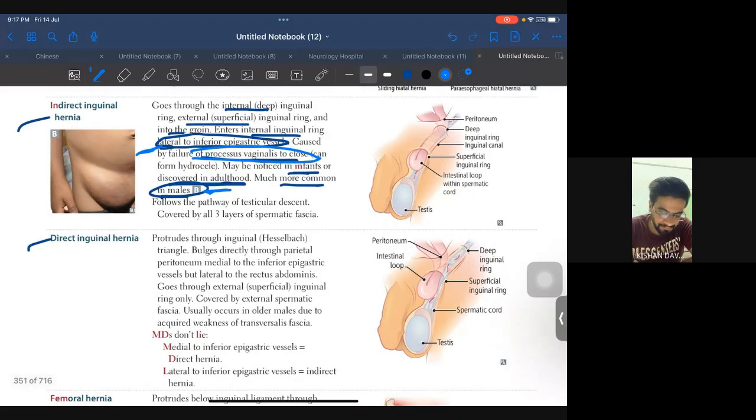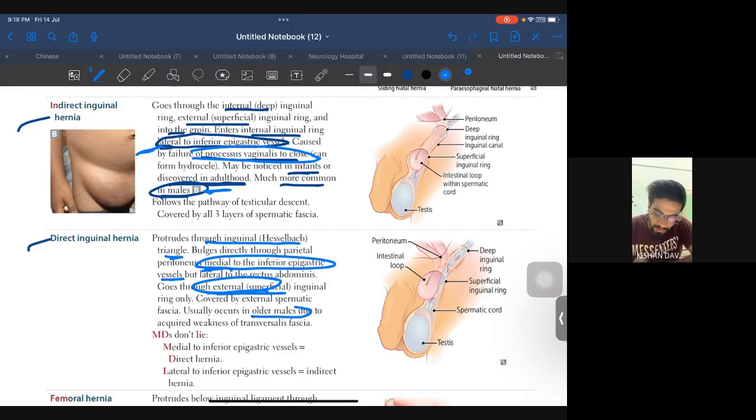Coming to direct, it protrudes through the inguinal, that is Hesselbach's triangle, bulges directly through the parietal peritoneum, medial to the inferior epigastric vessel. Medial. In indirect, it is lateral. In direct, it is medial. It goes to the external ring; deep won't be there. It won't go to the deep one, it will only go to the superficial ring. So this is important, and it usually occurs in older males due to acquired weakness of transversalis fascia. So these three points are important.